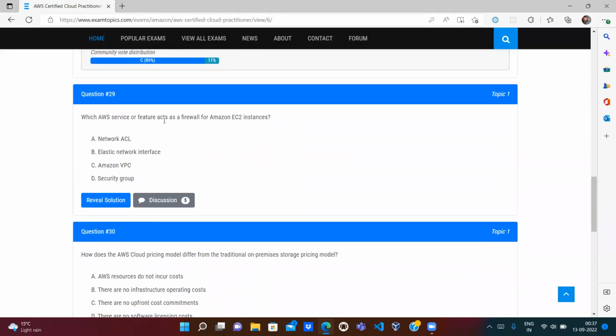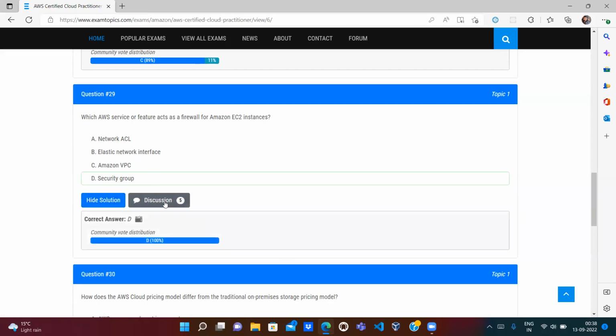Which AWS service or feature acts as a firewall for an Amazon EC2 instance? Network ACL, Elastic Network Interface, VPC, security group. So the question is a firewall for the EC2. At the EC2 level, we can block anything using the security group, and at the subnet level, it is NACL. Right here, the question says the EC2 level. So the option is D.